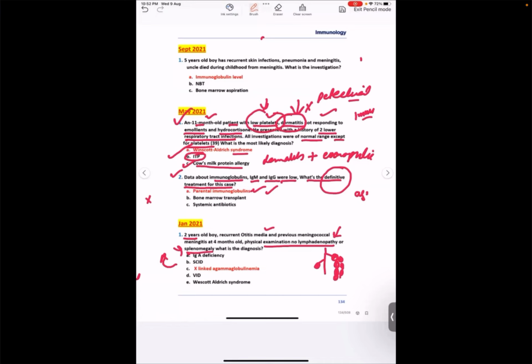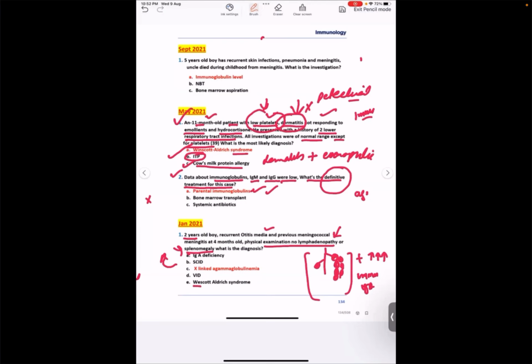In HIV, you have hypergammaglobulinemia, right? Lymphadenopathy in the options in the records plus increased level of all immunoglobulins: IgA, IgG, IgE. This is a case of HIV. Okay. Next, this is okay.